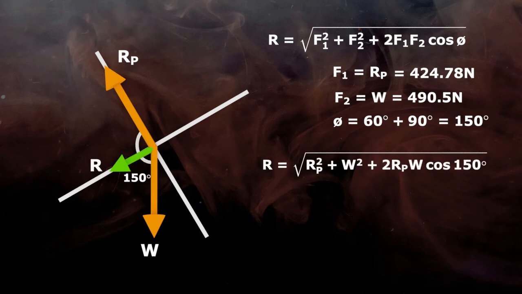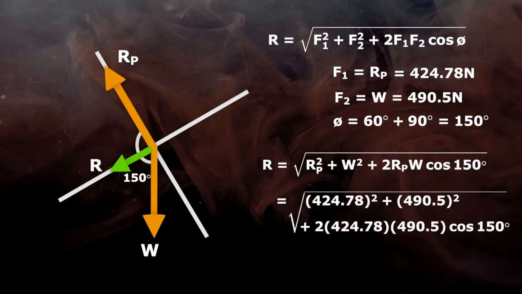Now put all values in the equation of R and we get the magnitude of the resultant force along the inclined plane equals 245.25 Newton. So both methods give the same results. You can use any one of the methods if not specifically asked.